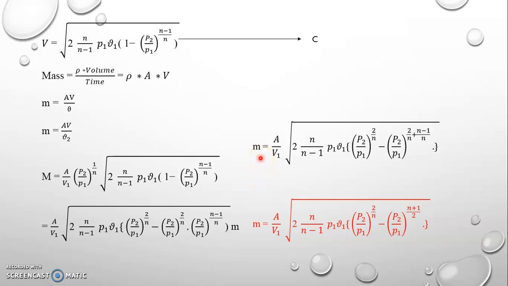Finally, the mass is equal to area by V1 into square root of 2 into n upon n minus 1 P1 V1 into (P2 by P1 power of 2 by n minus P2 by P1 power of 2 by n plus n minus 1 by n). Finally, we get m is equal to A divided by V1 square root of 2 into n divided by n minus 1 P1 V1 into (P2 by P1 power of 2 by n minus P2 by P1 power of n plus 1 by n).